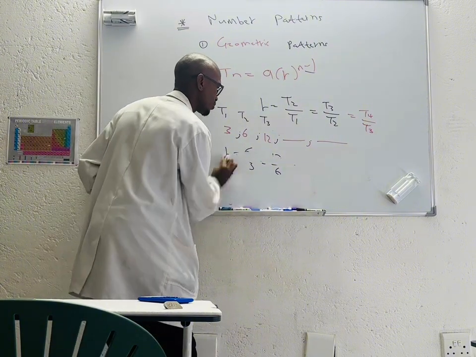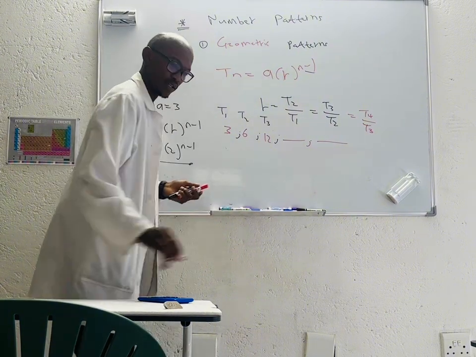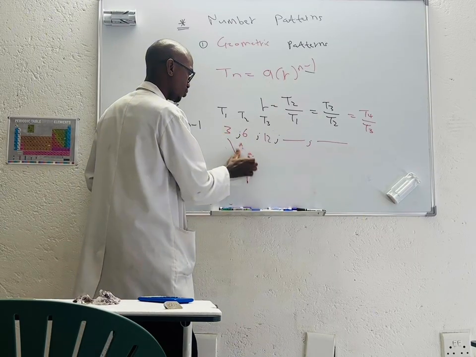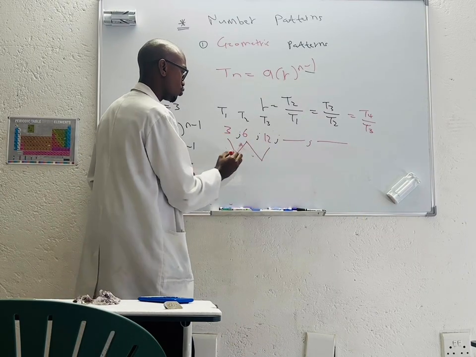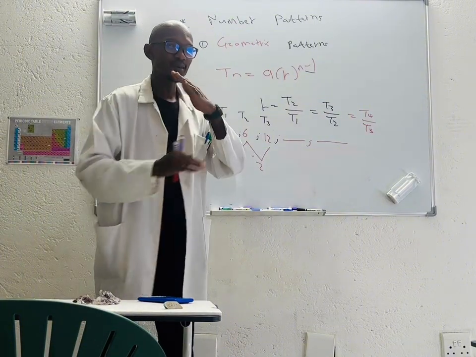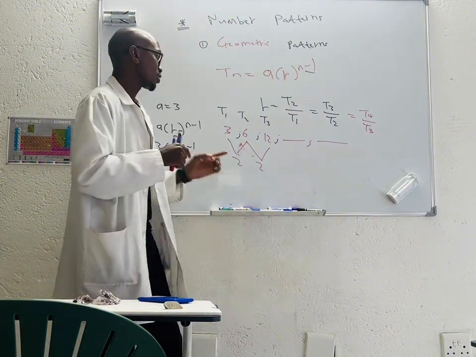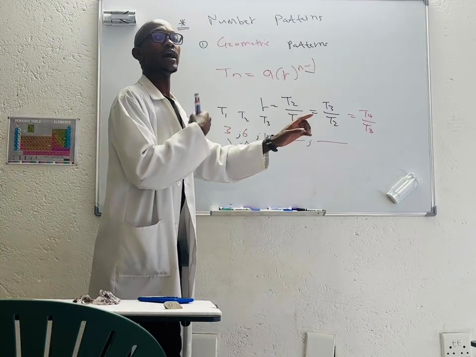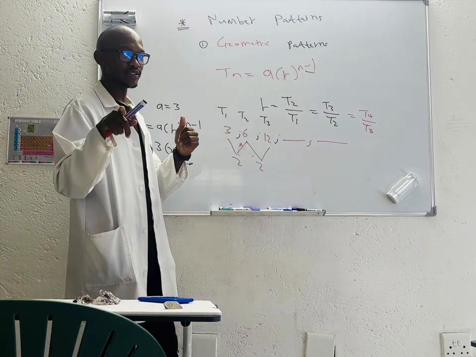Determine the next 2 terms of the sequence. Okay, we know that the common ratio is 2, right? And with a geometric sequence, we either multiply or divide. So since I'm going forward, do I multiply or do I divide? I multiply. When I go backwards, I divide.